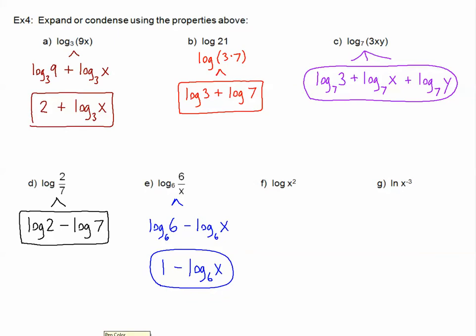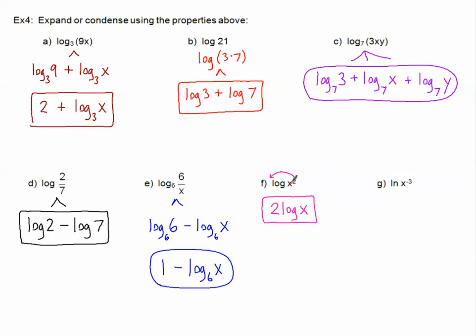Next, the log of x squared. Sure, I could see this as a product. I could write it as x times x, but I'm going to use my power property and say if I've got an exponent inside a logarithm, I'm just going to bring it right outside and write it as 2 times the log of just my base x. And that's it.